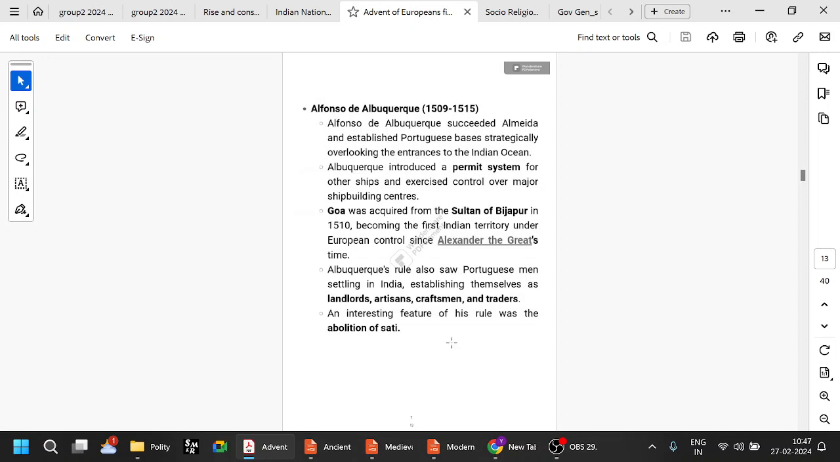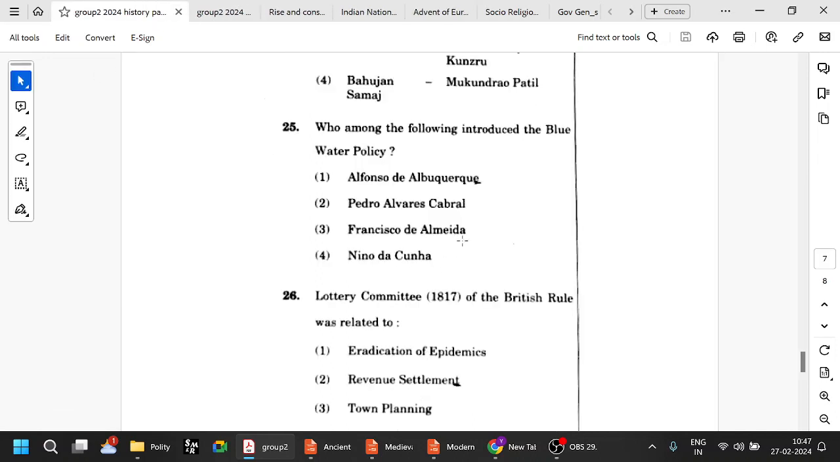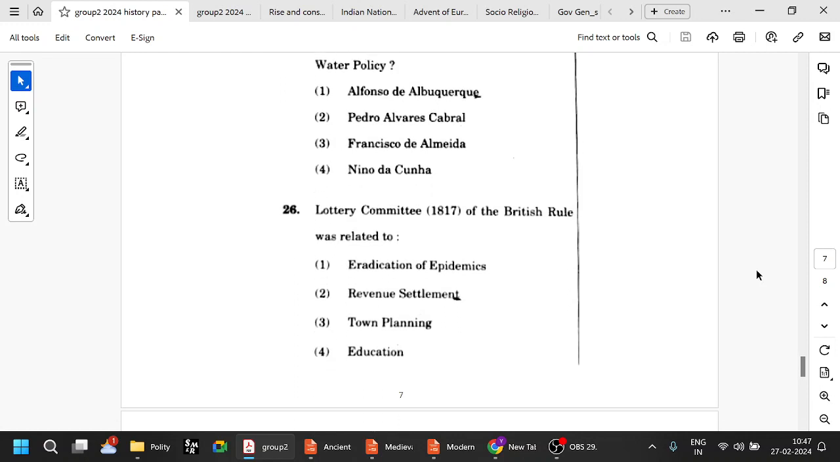So, who is the first person to abolish sati? If it is not mentioned as throughout India or any specific thing, then Alfonso de Albuquerque is also an option. Right? Consider that also. Nino da Cunha, he shifted the headquarters from Cochin to Goa and he secured the island of Bassein from Bahadur Shah of Gujarat. So the reason I am repeating is it's a standard topic. Okay, you should not make mistakes on that point.